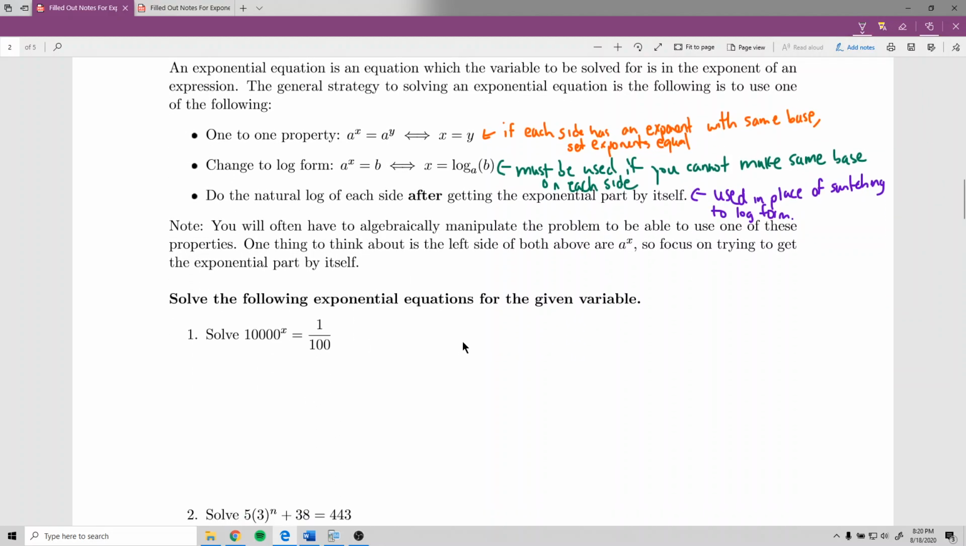For the first one, we want to solve 10,000 to the x power equals 1 over 100. What I want to look at first is that 10,000 and 100 are both powers of 10. Why do I care about that? That means we can get the same base on each side, a base of 10, and use the one-to-one property.